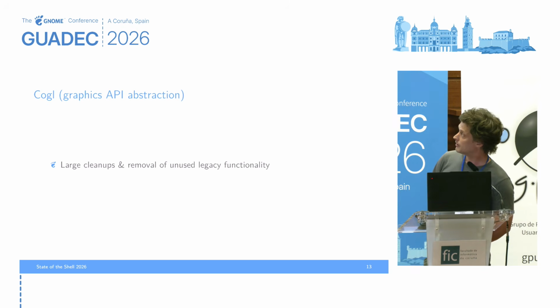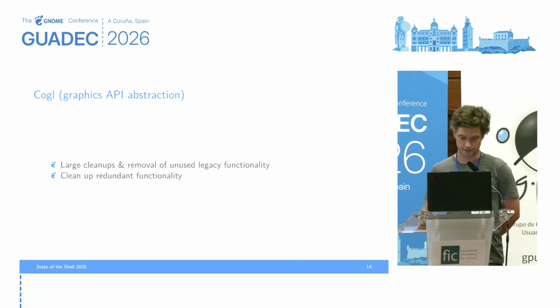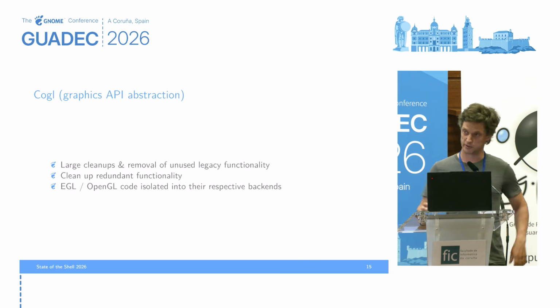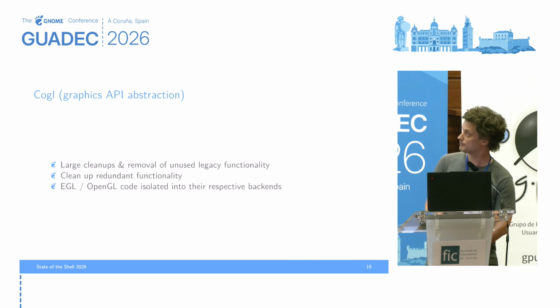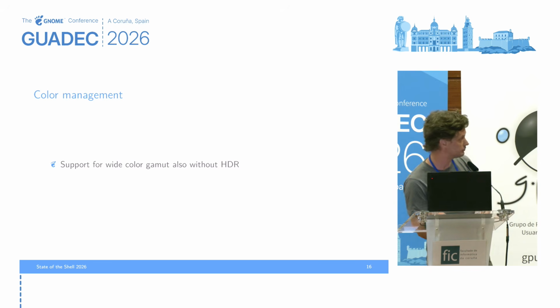Bilal is working a lot on cleaning up Cogl, the abstraction over the graphics pipeline rendering architecture, removing a lot of unused things and cleaning up redundant functionality. We don't need multiple ways to do shaders, for example. We can have one way and then get rid of the other ones. We can concentrate all the EGL and OpenGL stuff into their corresponding actual backend objects, which could potentially make it easier to support other rendering APIs. And now I'm going to hand over to Michel.